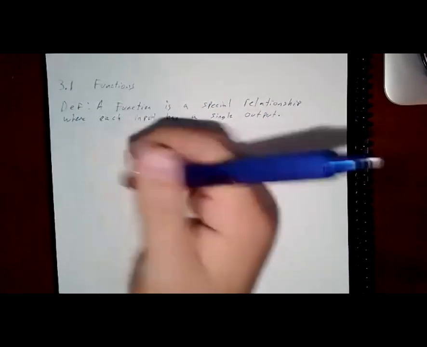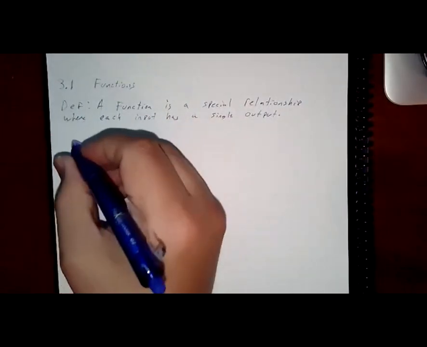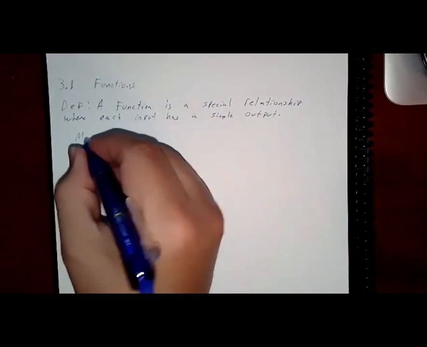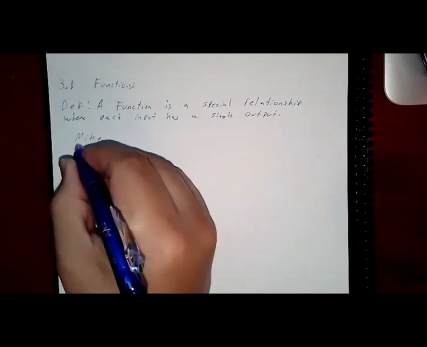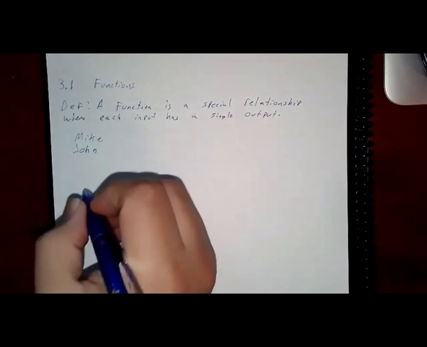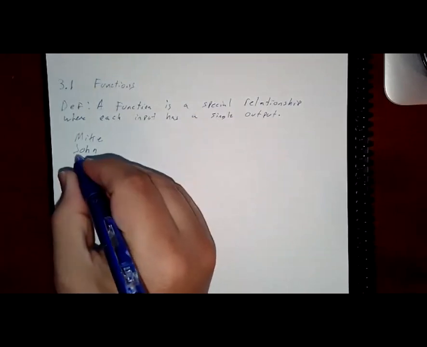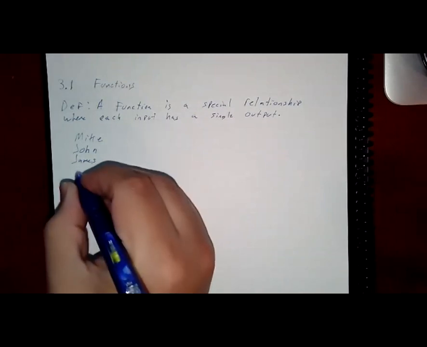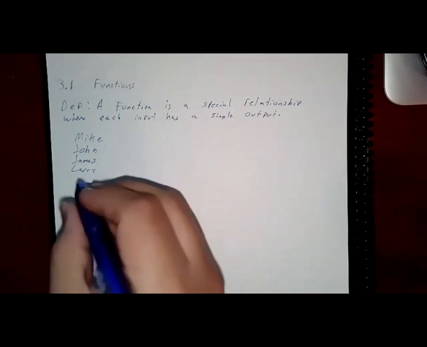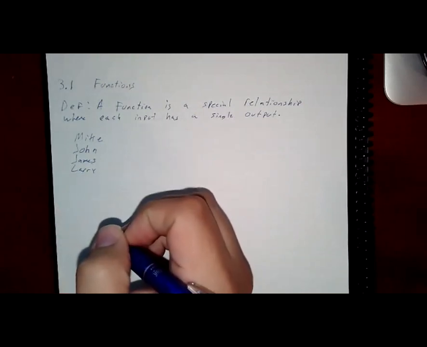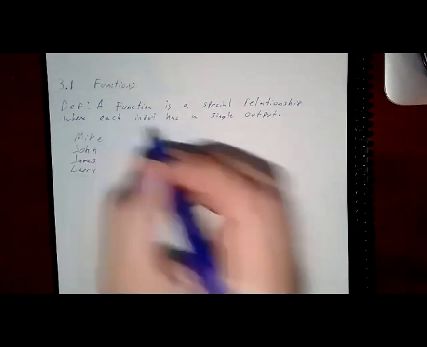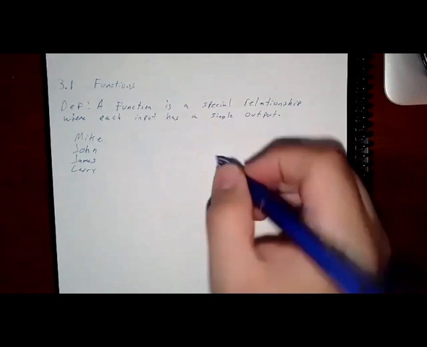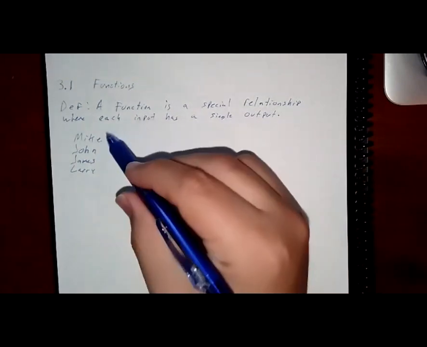Say a relation between people and phone numbers, right? So you can have, I don't know, Mike and John. Let's say James, Larry, whatever. This would be one set right here. And let's say they all should have at least one phone number, right? So the relation between these two is each person has a phone number.